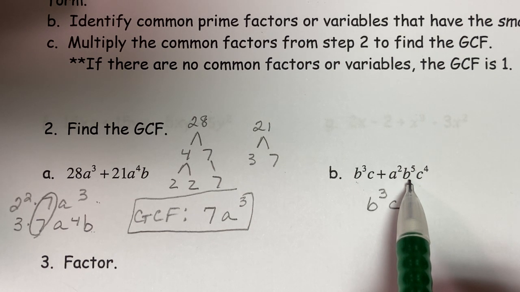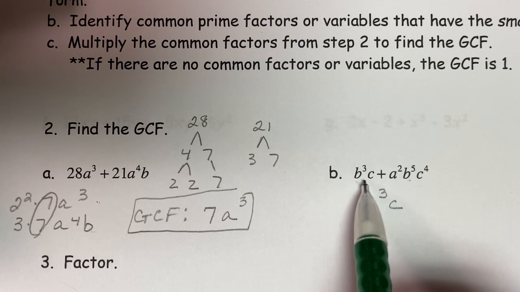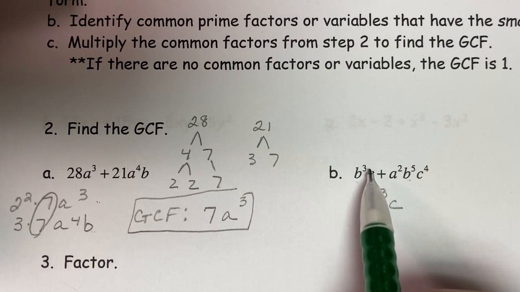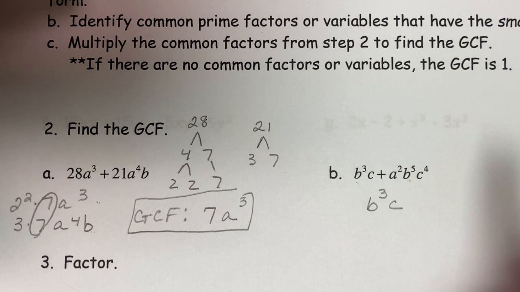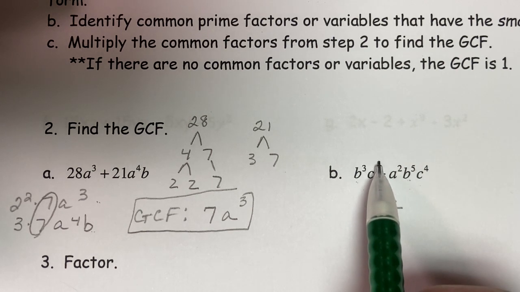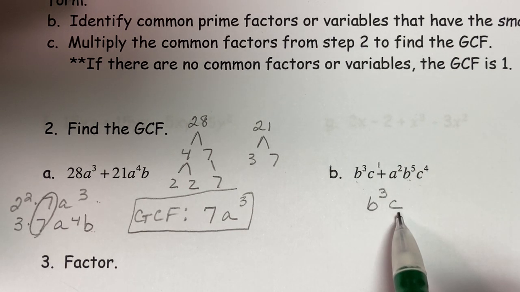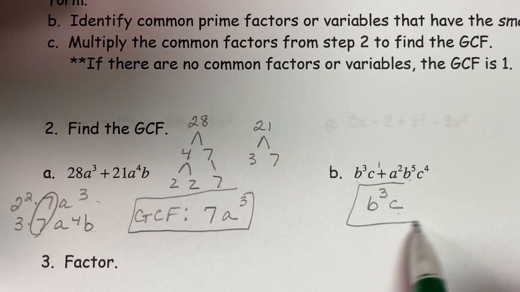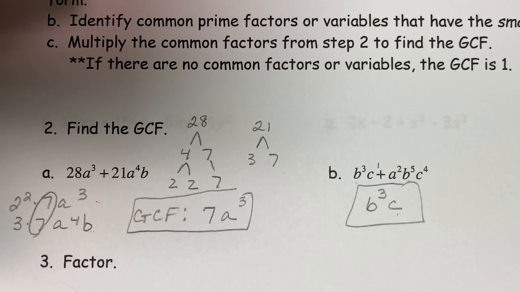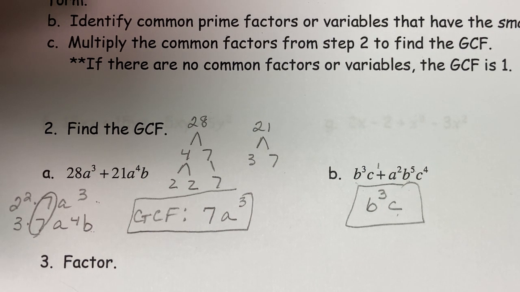They wouldn't have a B to the 5th in common because there is no B to the 5th hidden inside this B cubed. And as for C, our exponents are 1 and 4, so for our greatest common factor, it's going to be C to the 1st power. And there's the greatest common factor.